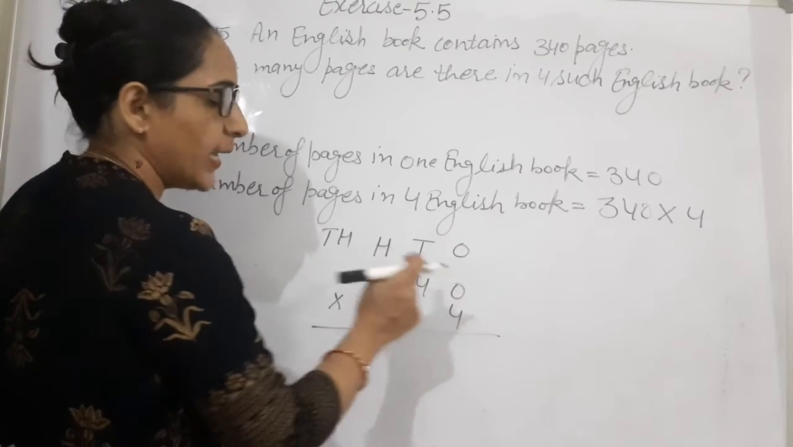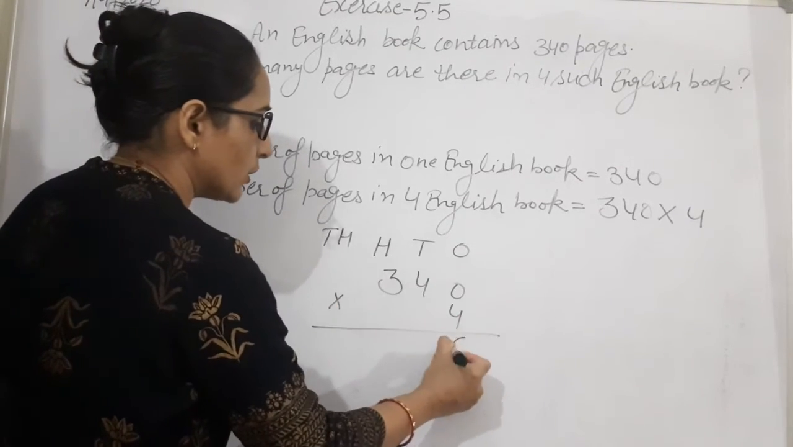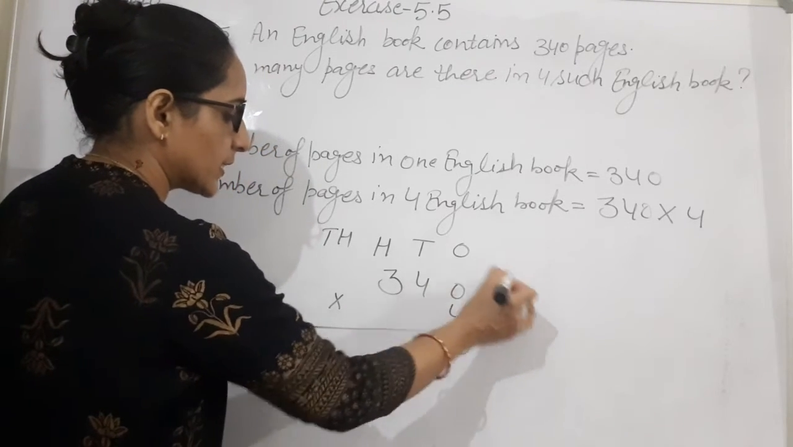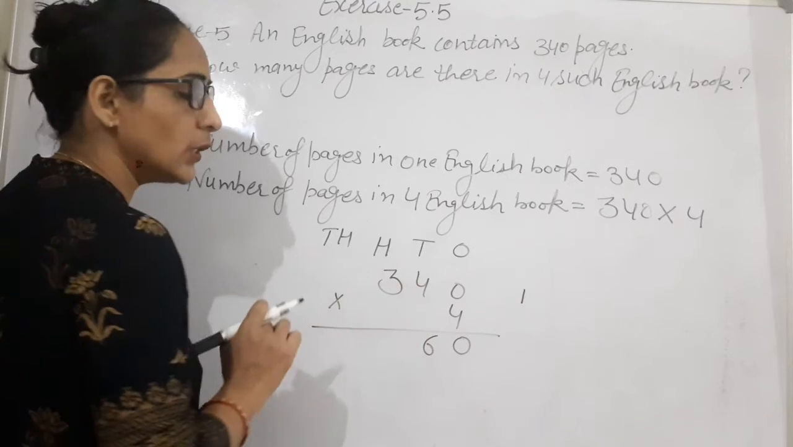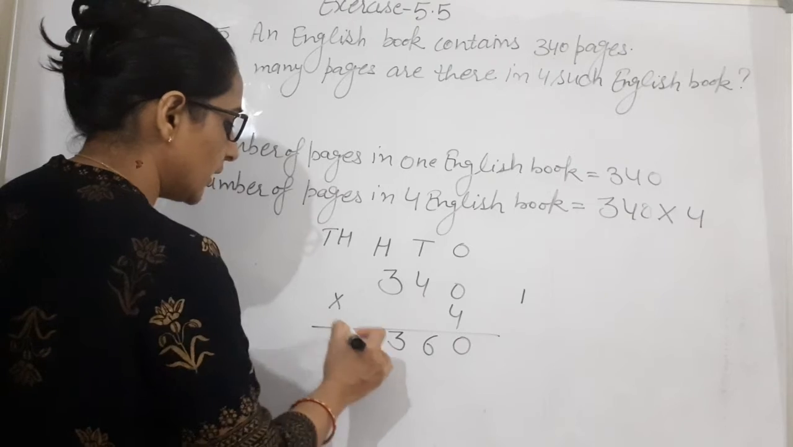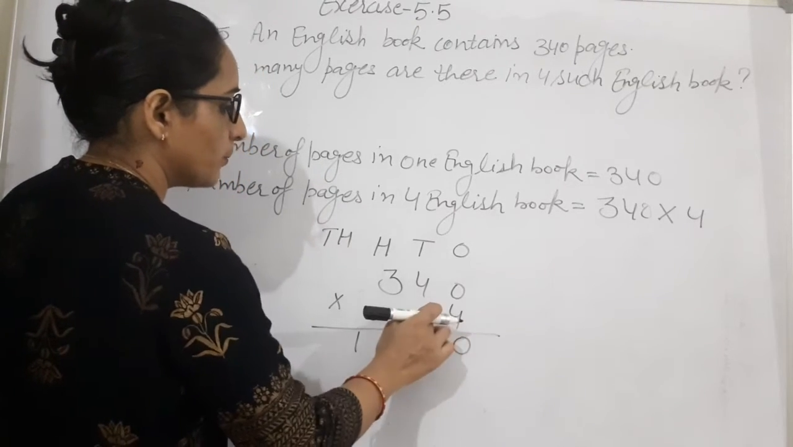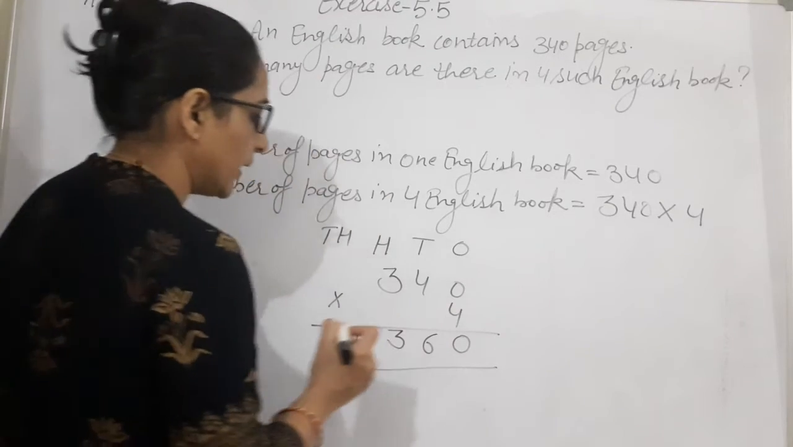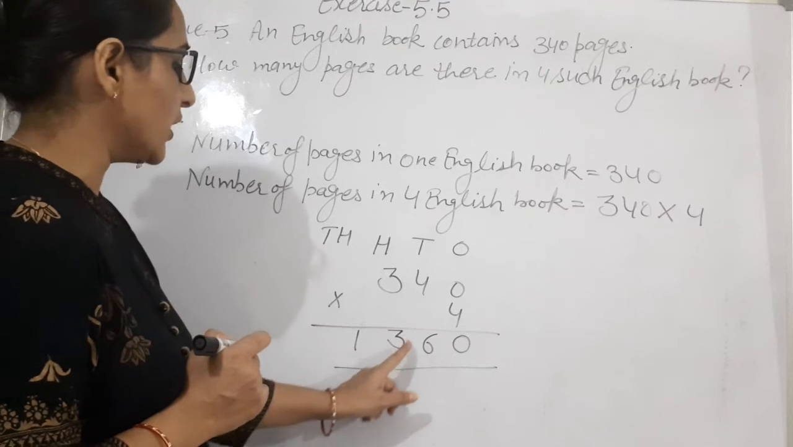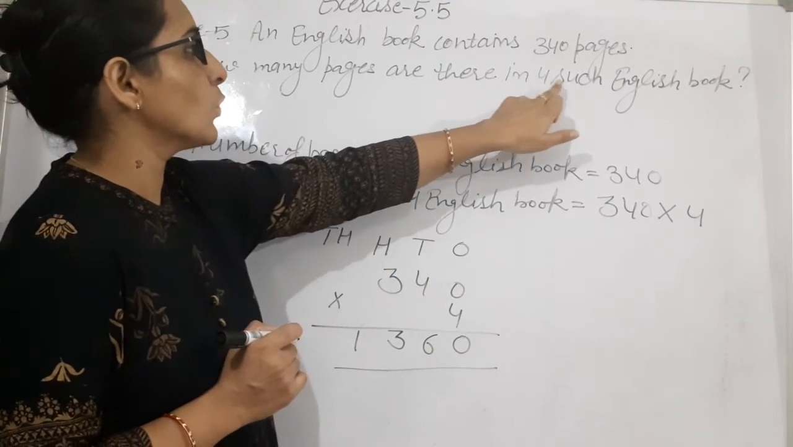So when we multiply any number by 0, we get 0. 4 multiplied by 0 equal to 0. 4 4s are 16, we write 6, 1 is carry. 4 3s are 12. 12 plus 1, that is 13. Clear? Now, only 1 is given. There is no other number. So, when we multiply 340 by 4, it's 1360 pages are there in 4 such books.